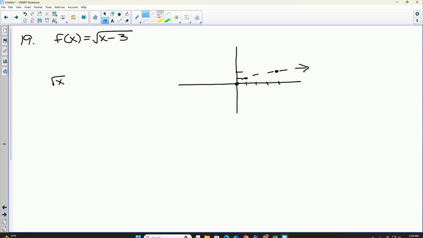The transformation, what does a minus 3 do? So I moved each of these points to the right 3. And that's our final answer.